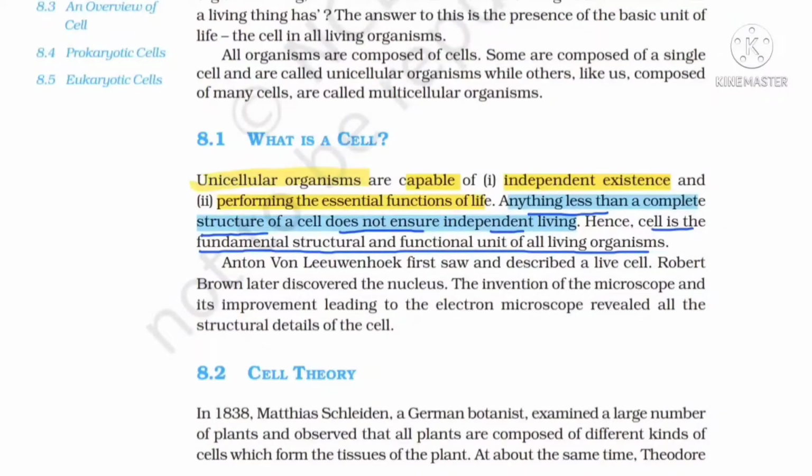Now you know very well who discovered the cell. We say Robert Hooke, but he discovered cork. The cork, you know very well, is a dead cell. The first living cell was studied by Leeuwenhoek. Anton von Leeuwenhoek is the first scientist who saw and described the living cell. Second is Robert Brown, who discovered the nucleus. Later on, the invention of the microscope and its improvement, leading to the electron microscope, revealed all the structures in detail. We were able to do it. So I think this much is clear to you.